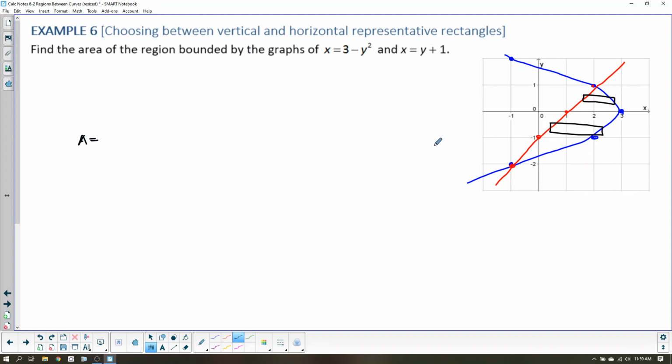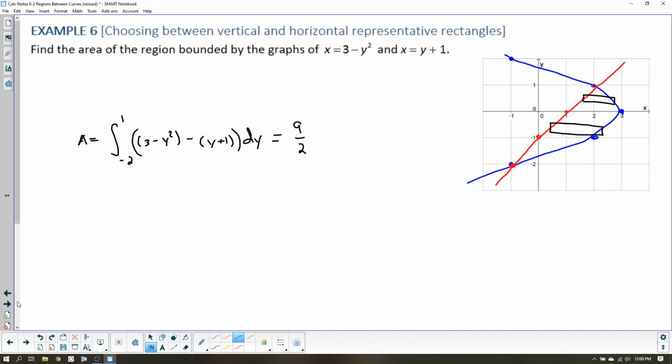So the area is going to be equal to the integral. Starting down here, we're slicing it up along the y-axis. So it starts at -2, and we slice all the way up to positive 1. So -2 up to 1. And then upper, as we mentioned, is this blue one. So 3 minus y squared minus the lower one. So this represents the area of the region. So again, I'm going to skip all the math. We should be able to do that. Should come out to 9/2.